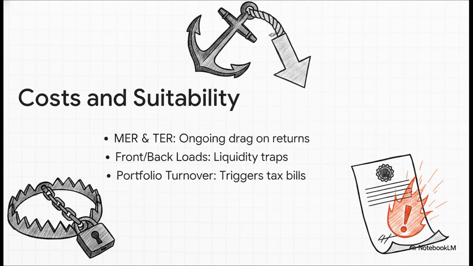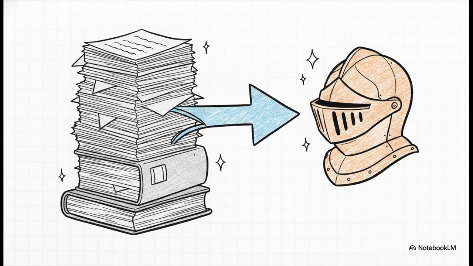And consider another issue, high portfolio turnover. Frequent trading can trigger massive, unexpected tax bills in non-registered accounts. Managing these cost drags is a literal daily requirement of suitability. Which brings us to the golden rule of regulatory compliance. If it isn't documented, it didn't happen.